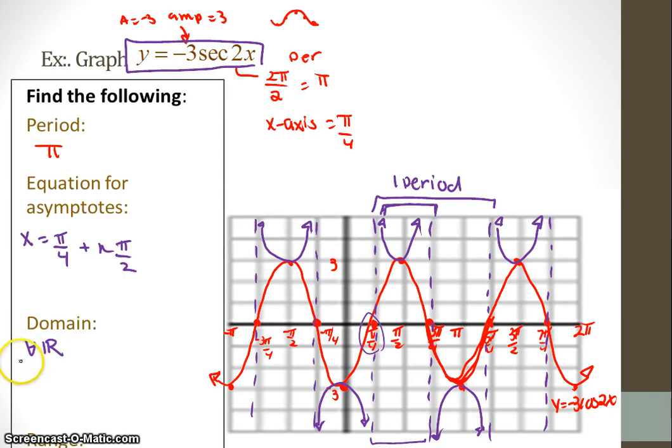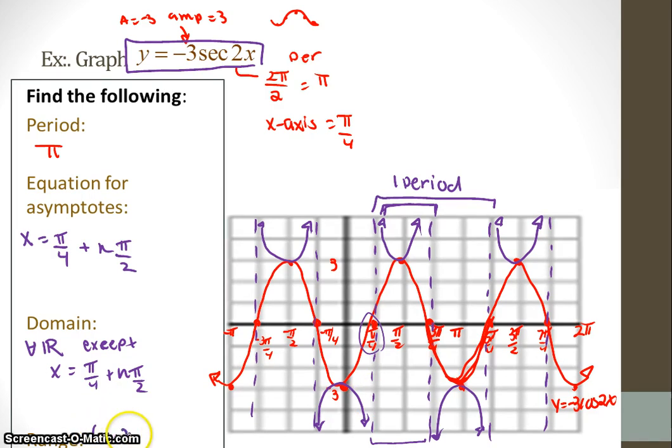You could of course write out the name all real numbers, and then I'm going to say except where the asymptotes were, which is pi over 4 plus n pi over 2, because wherever there's an asymptote is of course where the function is undefined. And then we're going to find the range, and we're going to write it in interval notation.